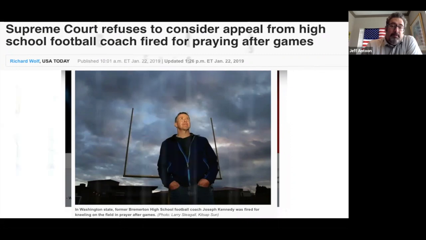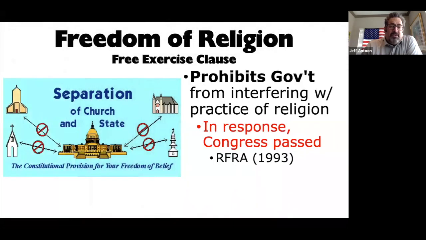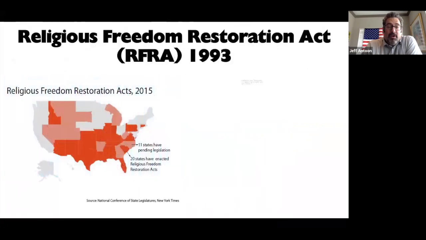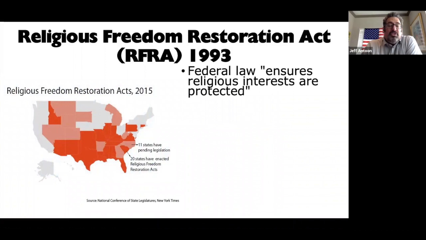That was in 2019. So let's talk about the Free Exercise Clause. Government cannot interfere in the practice of religion. So when that happened, Congress responded in 1993 when Clinton was president and passed a law called the Religious Freedom Restoration Act. Okay, well, that's cool. Congress doing that. Great. Thank you, Congress. And again, this ensures that religious interests are protected. They're just saying you're protected. Okay, and you can see in 2015, all of the issues where states have pending laws about this as well.